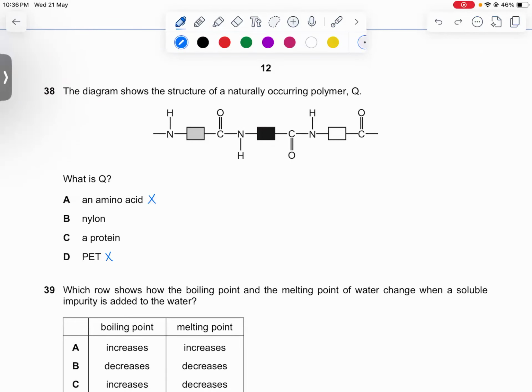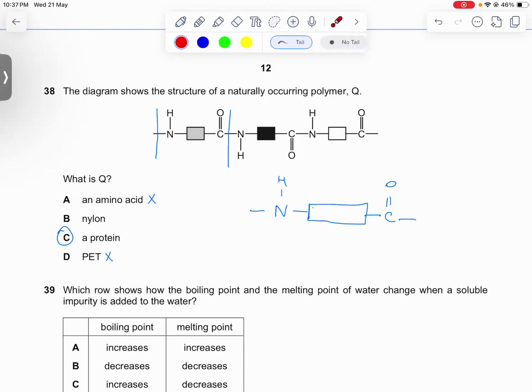To consider which one it is, we have to break down a repeating unit. This is our repeating unit. The repeating unit, as you can see, contains an amino group, the NH group, on one side and a carboxylic group on the other side. That is the resemblance of a protein. Therefore, it is a protein. Nylon does not contain an amino group and carboxylic group on the same monomer. It contains two different types of monomers. They are called diamines and dicarboxylic acids. So this is not nylon.